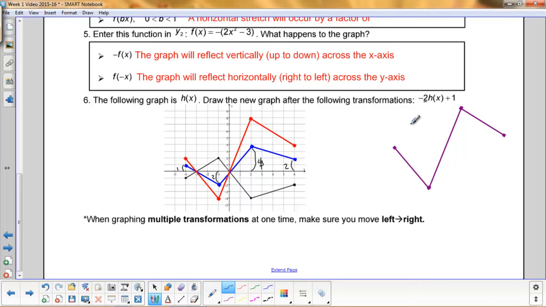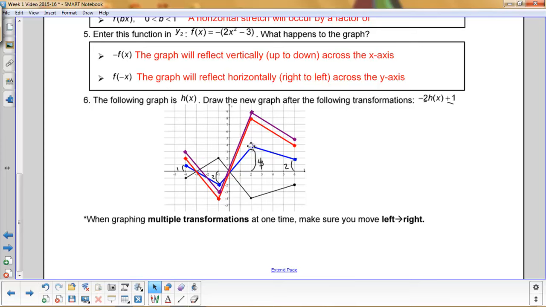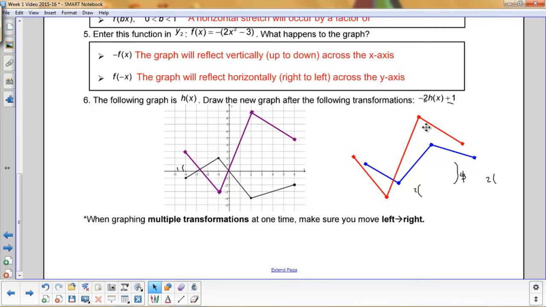That leaves us with one very important transformation, and that's up 1. That's what the purple line is reserved for. So I'm going to take that purple line and shift it from the red line exactly 1 unit up. And there's my final transformation right there. That would be the end result of what I was looking for. So if I needed to graph, this is what my end result graph would look like with everything else out of the way.